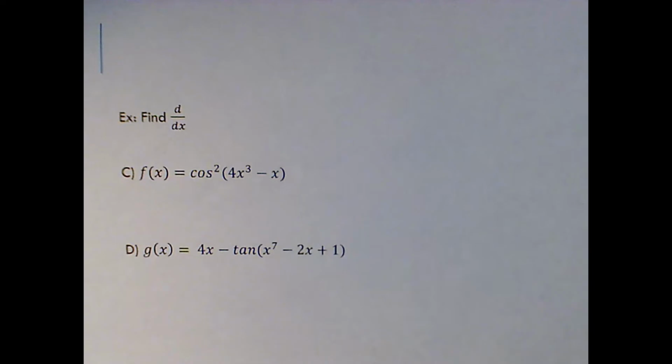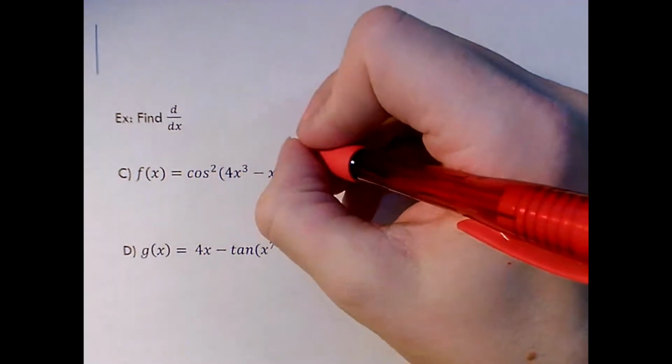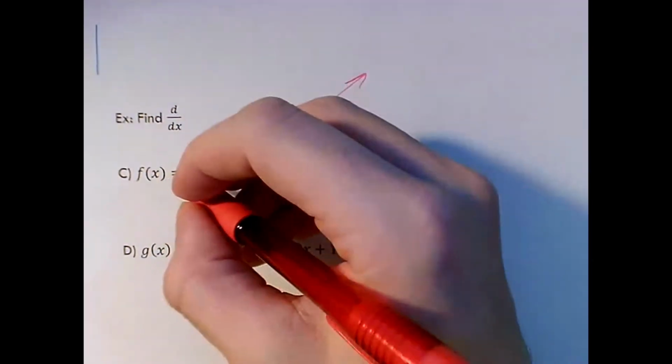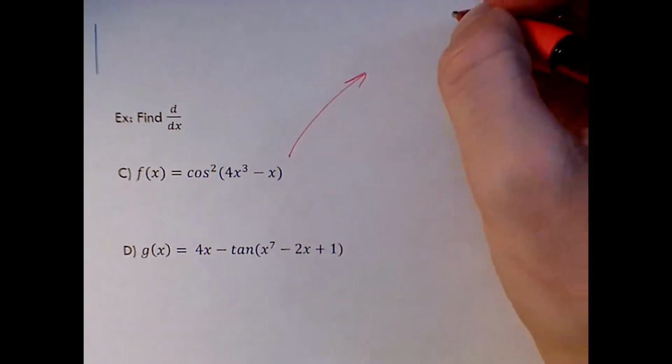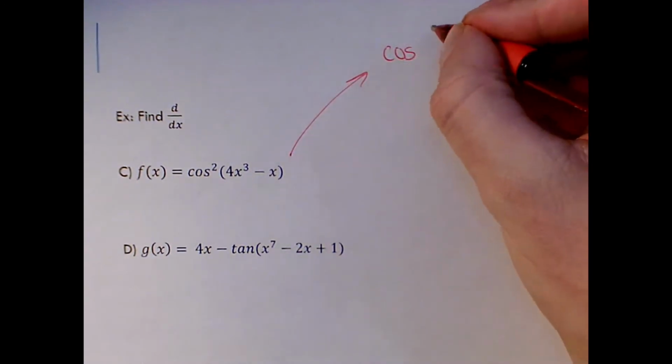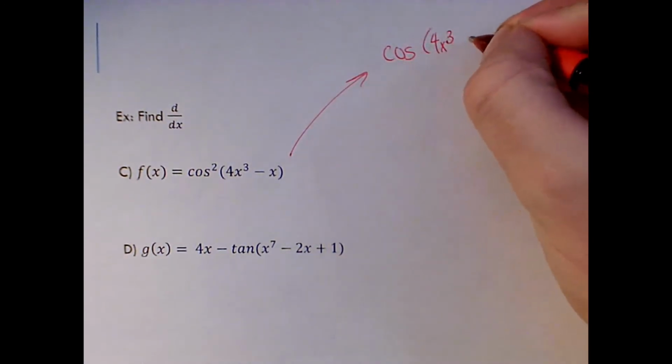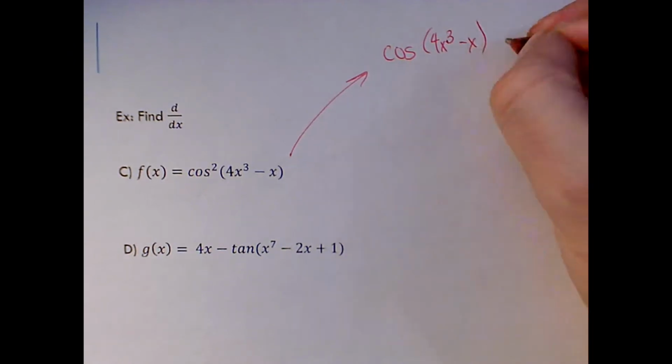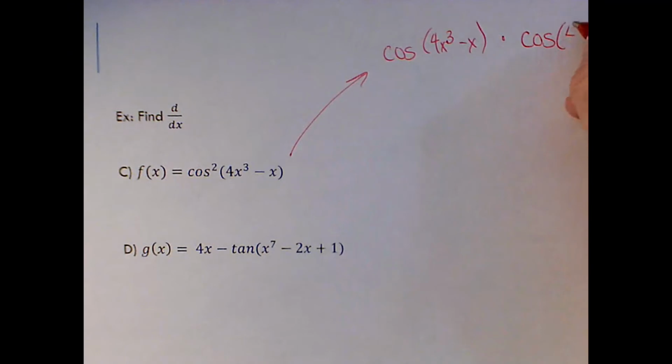All right, now C is going to look kind of bizarre, but go with me here. I'm going to rewrite C as this. Cos squared of x means cos x times cos x. So what I have is cos of 4x cubed minus x times cos of 4x cubed minus x.